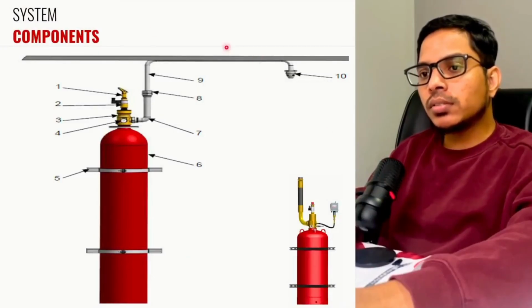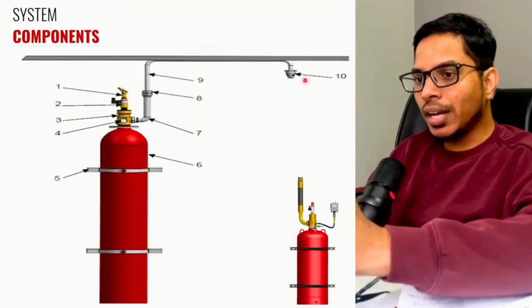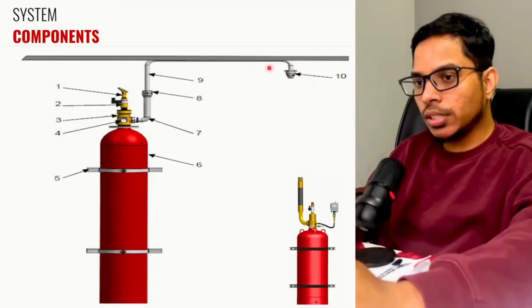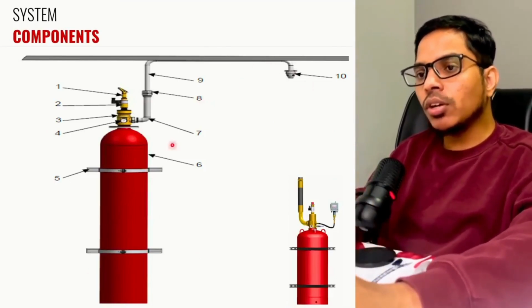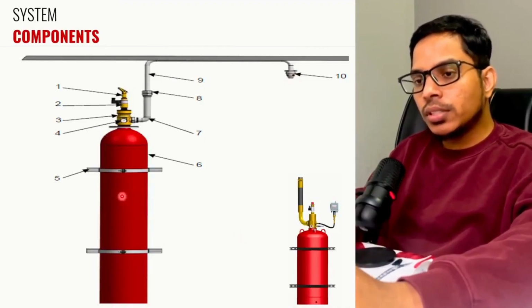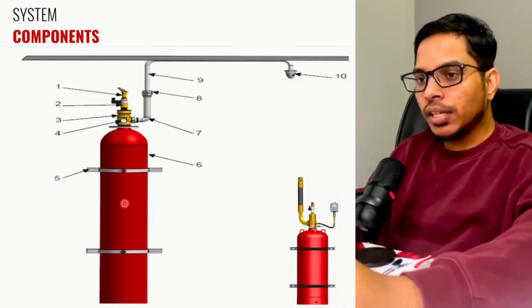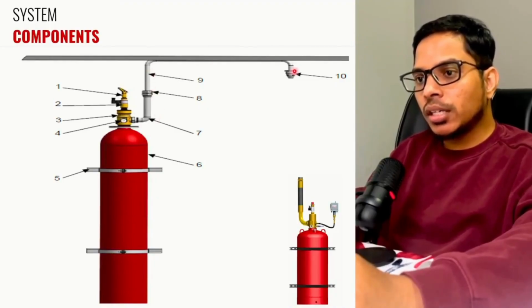Let us discuss the system components. First of all, we are going to cover the mechanical portion of the Cleanagent system components. So as you can see on your screen, there is a cylinder which is fixed with the brackets, and the gas will be inside the cylinder. Apart from that, this cylinder is connected to the nozzles through the piping and fittings.